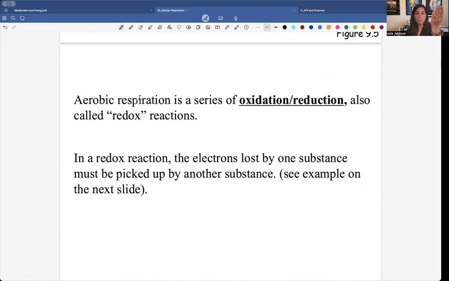So aerobic respiration ends up being a series of oxidation reduction chemical events that are also called redox reactions. In redox reactions, the electrons are lost by one substance, but they must be picked up by another substance, right? It's like released and accepted by another one, released and accepted by another one. And the last one that accepts the electrons in this whole story is the oxygen.